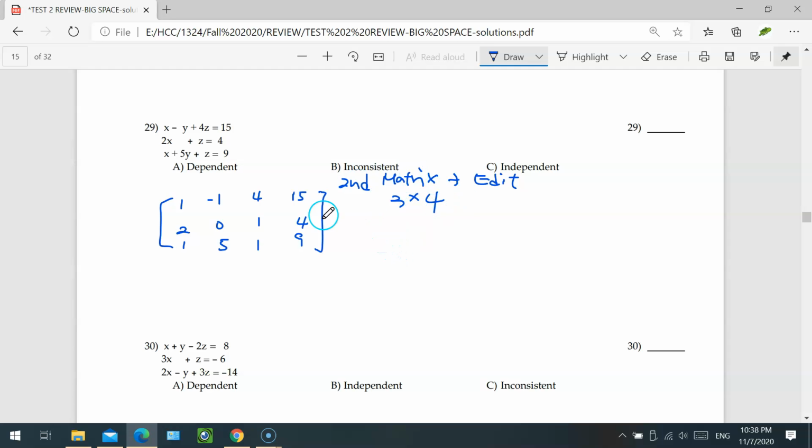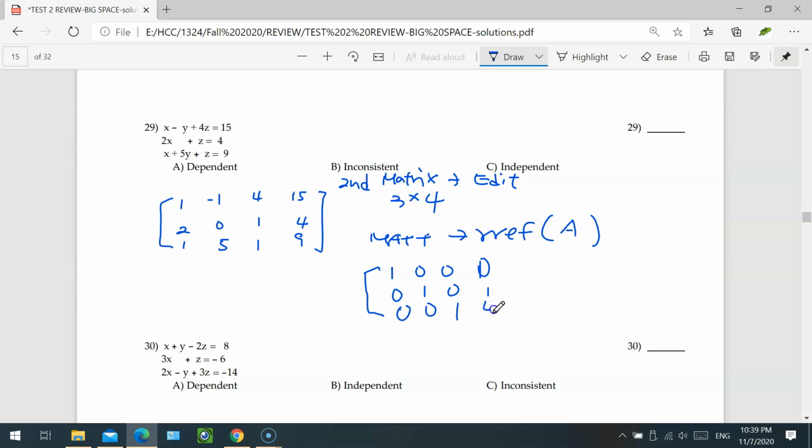After that, you go back to the front page, click on second matrix one more time, and then you click on math, and you go to the RREF to pull out matrix A. And once you go through those processes, it will give you the matrix with 1, 0, 0, 1, then 0, 1, 0, 1, and 0, 0, 1, 4. So it will give you this kind of output.